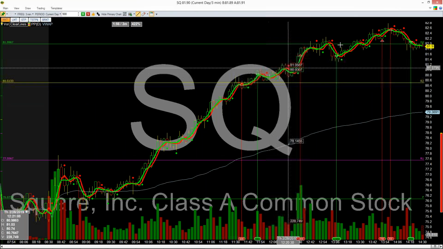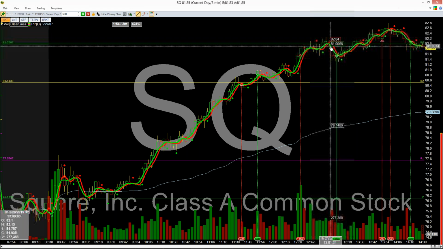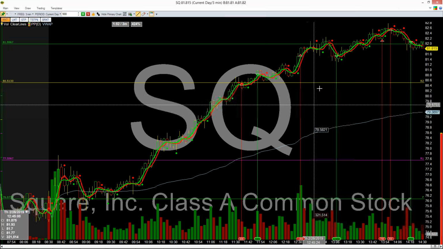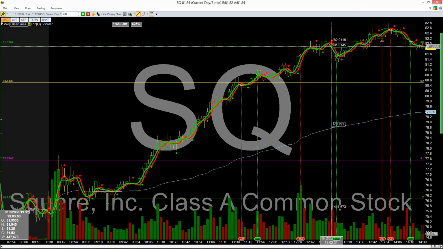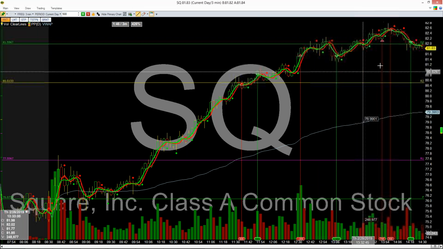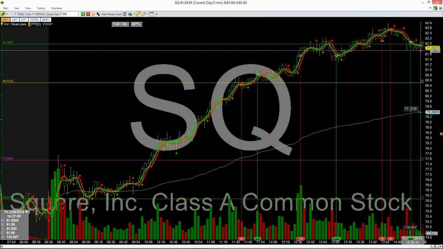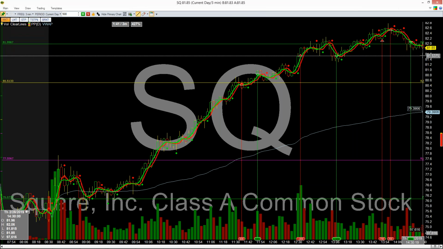The arrow, all the arrow does, it's a confirmation of a line cross. That's all it is. When a line crosses and an interval completes, an arrow appears. You can get false arrows. Like at the beginning of an interval, if it crosses, sometimes the arrows will flicker on and off until the interval completes.